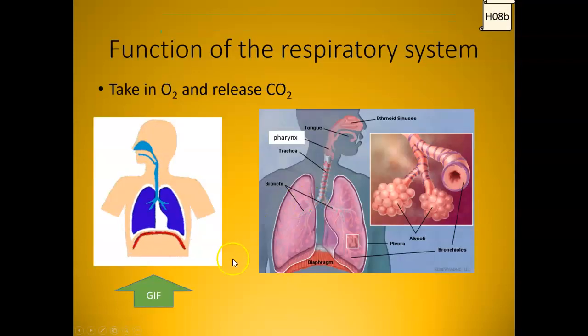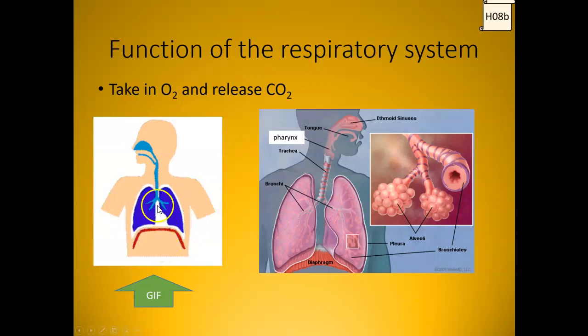If we look at the function of the respiratory system, it's really all designed around moving volumes of air in and out of our lungs. Ultimately, what we want to do is take in oxygen through our lungs and release carbon dioxide out of our lungs. But in order to move that air in and out, they operate like a bellows. We've got this large muscle that goes across the bottom of our rib cage called the diaphragm. That diaphragm either contracts and pulls down or relaxes and goes up.